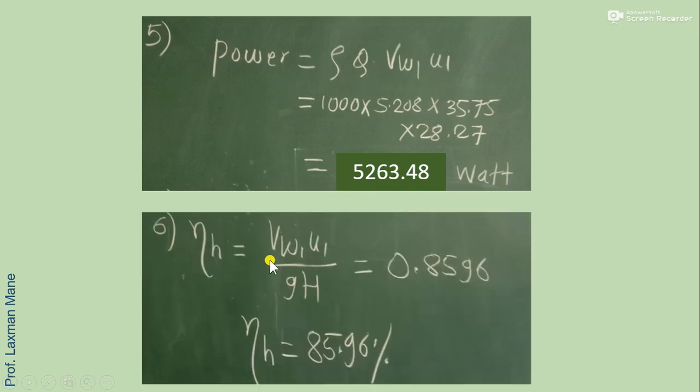Last is hydraulic efficiency, VW1 U1 upon GH. Here also VW1 U1 calculated value, we put value of G, and value of H is given. So we get hydraulic efficiency in percentage.